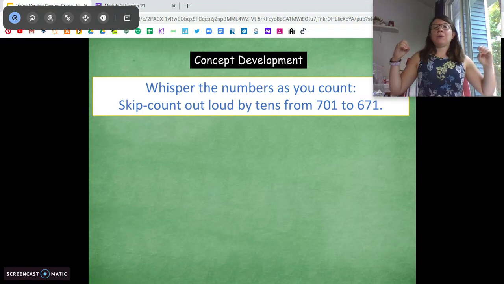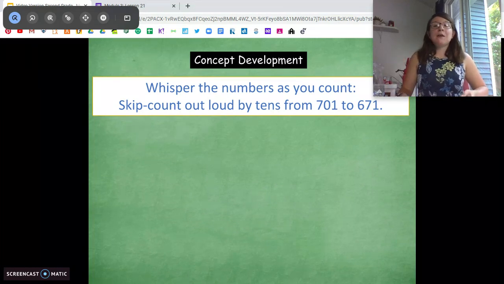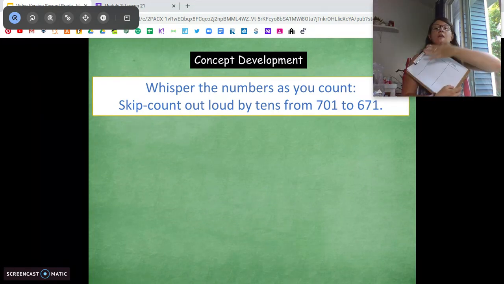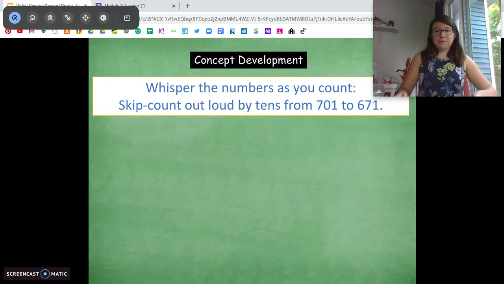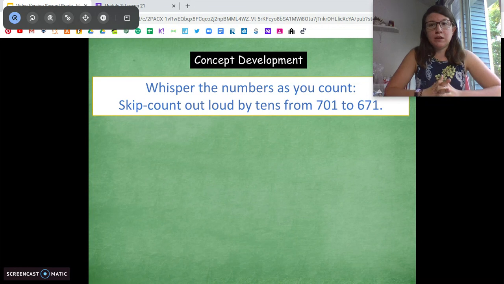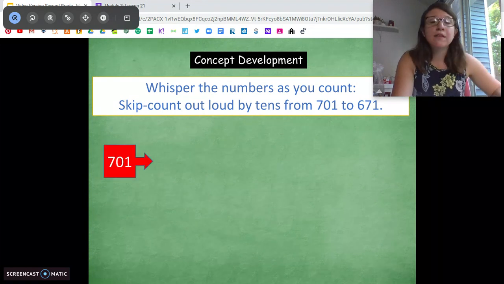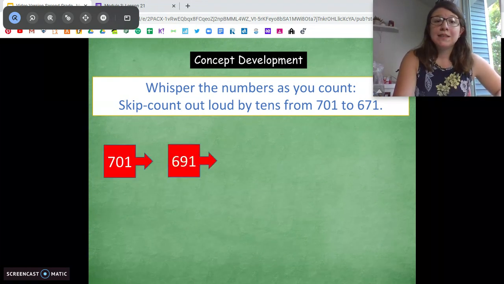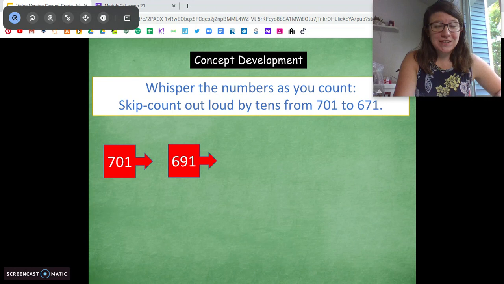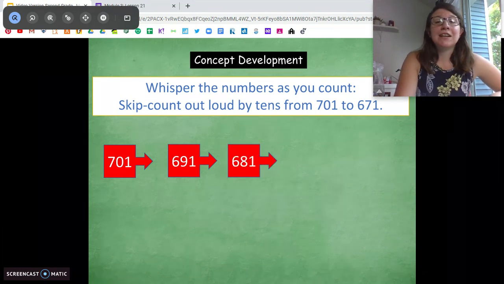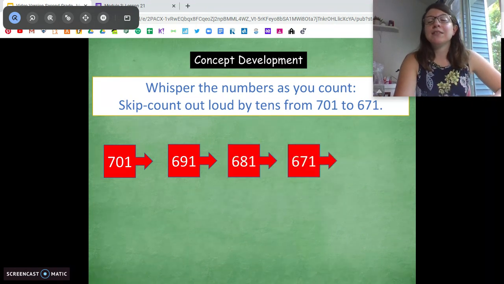We're going to count backwards by tens again. Make 701 on your place value chart. Okay, pause and do that now. Ready? Here we go. We're going to take tens away. 701. 691. Very good. 681. 671.